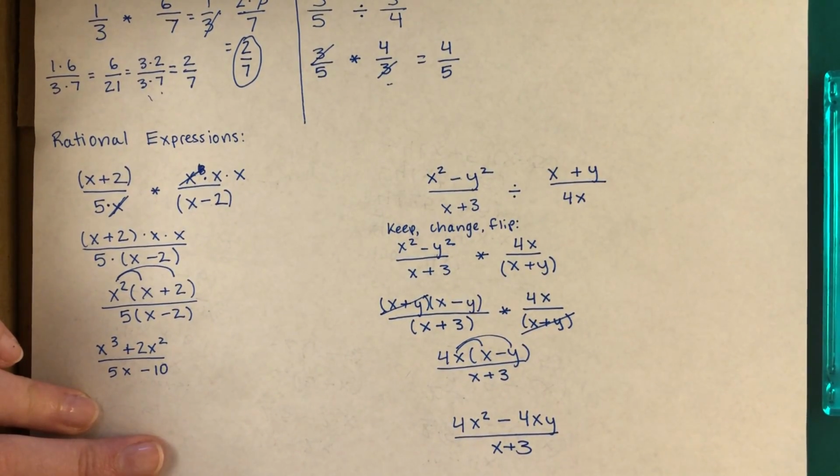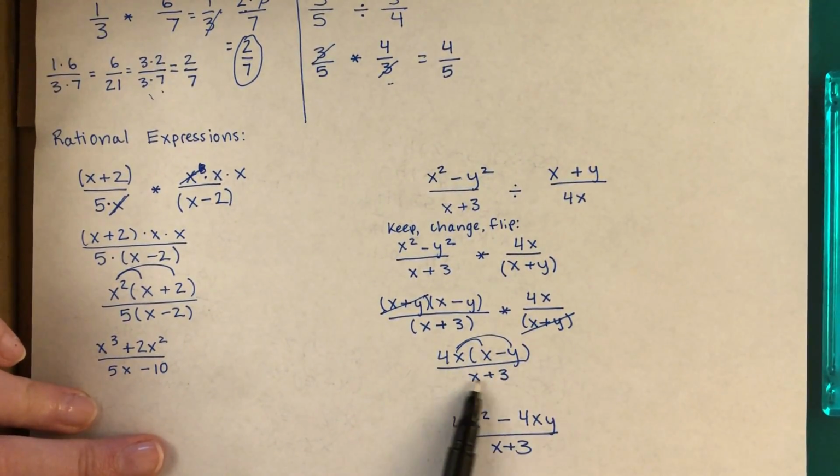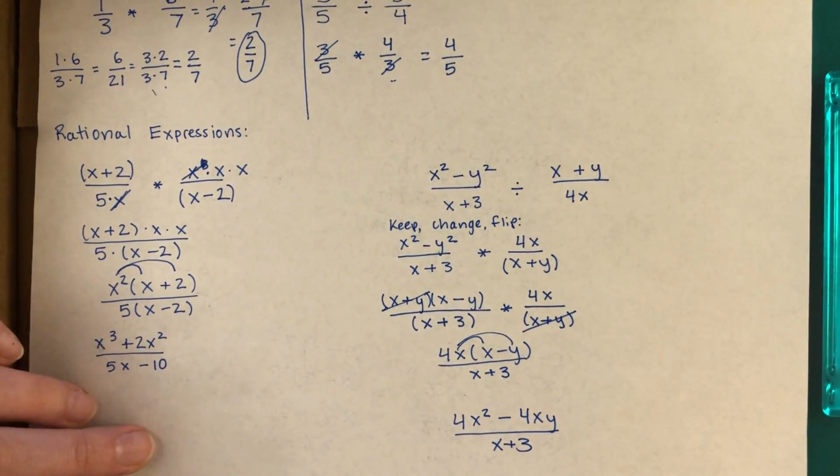But if it just says divide and it doesn't say simplest form, for now, you can leave it like this. You don't need to do this distributing. But we will do that soon.